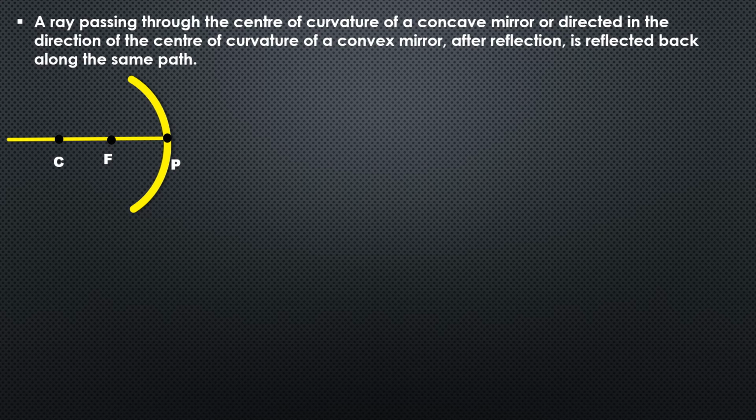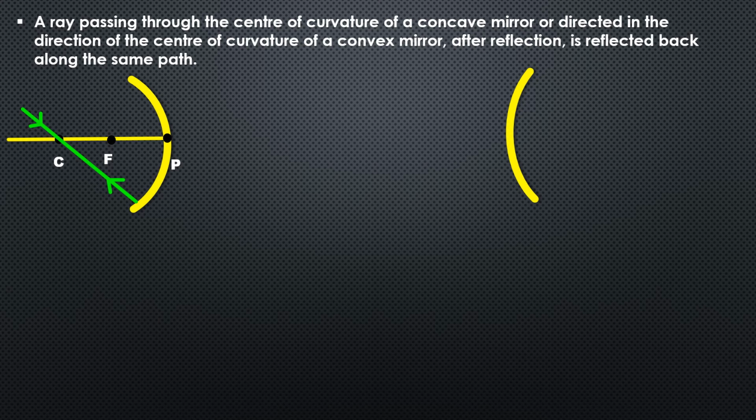Now, a light ray which is passing through the center of curvature, as shown here, gets reflected back along the same path. It is not deviated from its path. It is reflected back by 180 degrees. So this is another rule. Any light ray incident on the concave mirror after passing through the center of curvature will behave as if it is falling normal to the mirror. So it will get reflected back along the same path, like here.